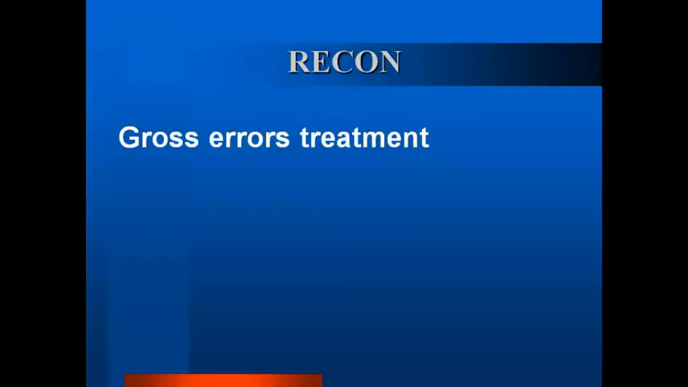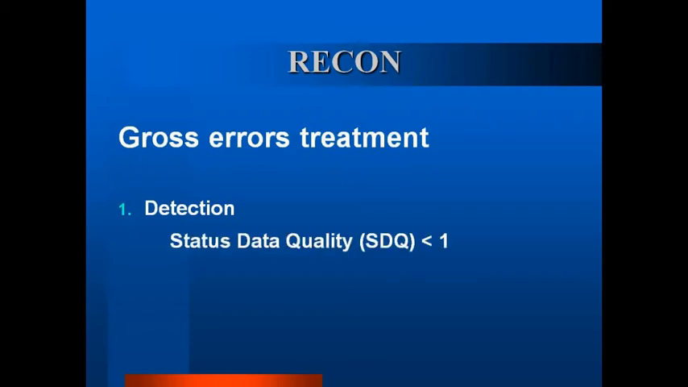Recon has also built-in tool for gross errors treatment. Generally there are 3 steps. Detection is finding the gross error presence. The data quality is continuously monitored via the status of data quality. This variable should be under normal situation below 1. Values above 1 signal the presence of some gross error, either an instrument or model error.